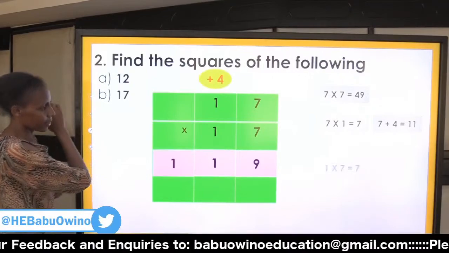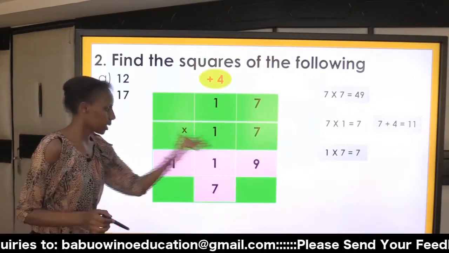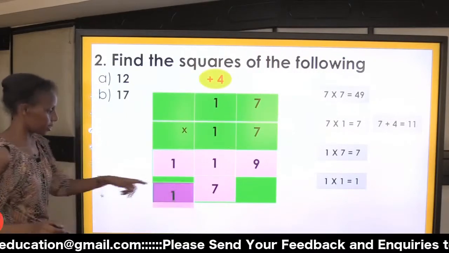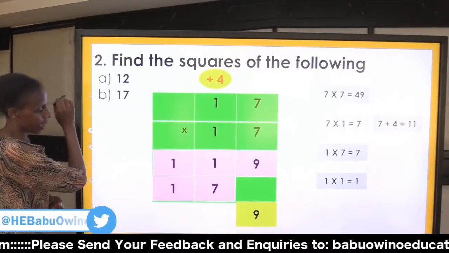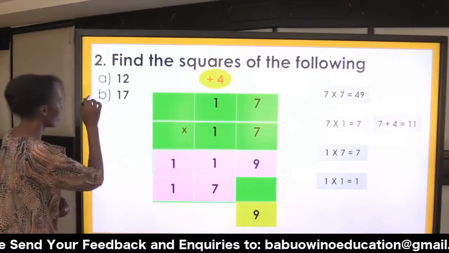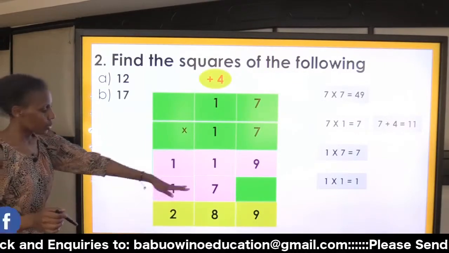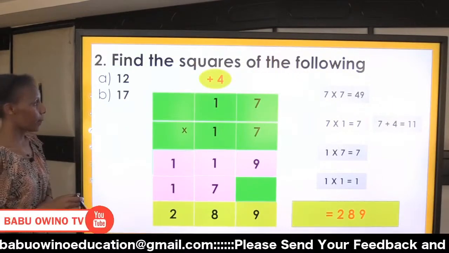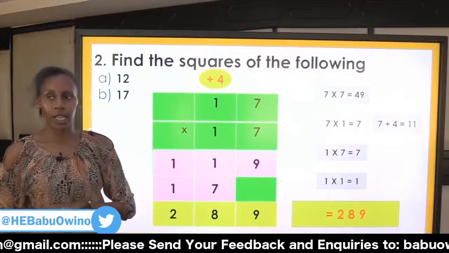Then 7 times 1 is 7. I write it right under 1. And then 1 times 1 is 1. And I write it here. After that, we put together, get 9. 1 plus 7 is 8. And then 1 plus 1, you get 2. 289 becomes our answer.